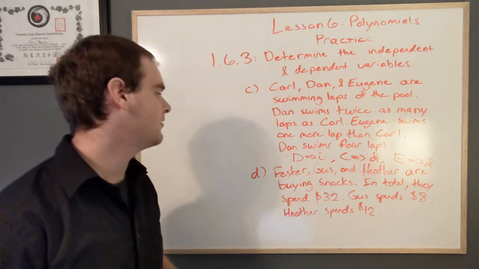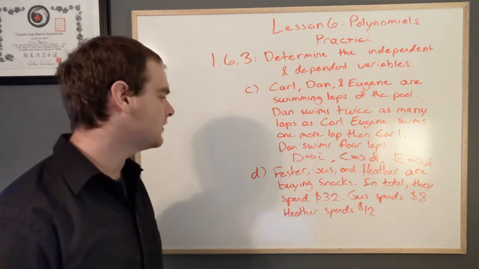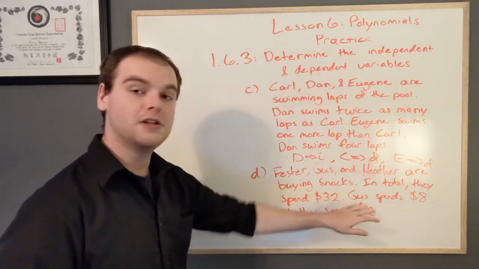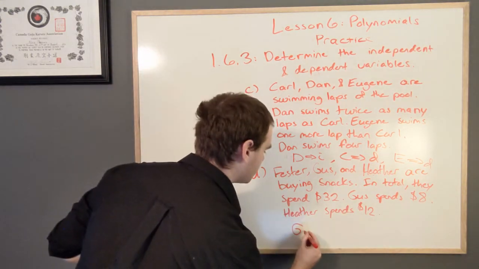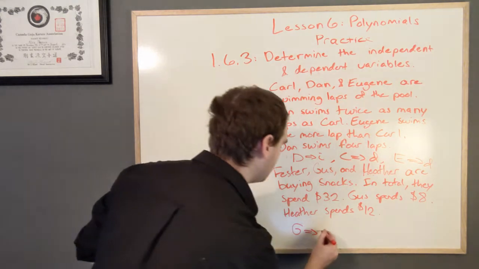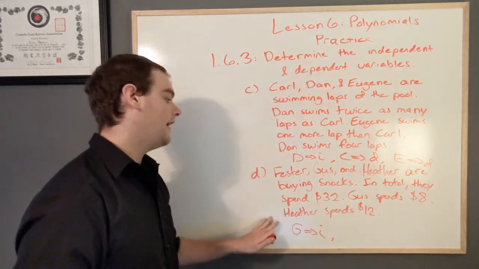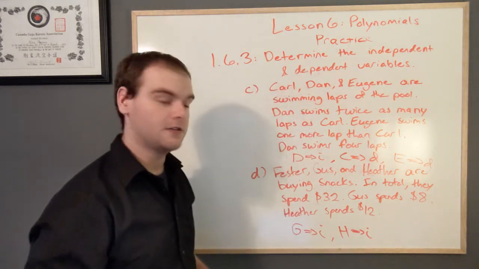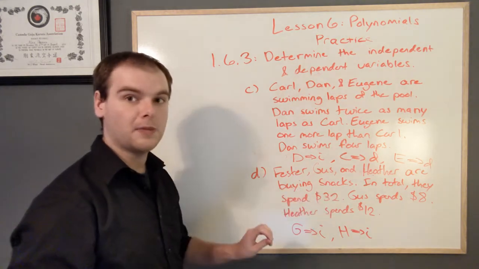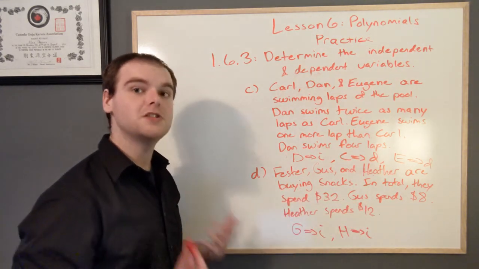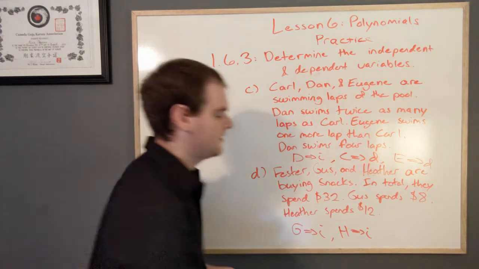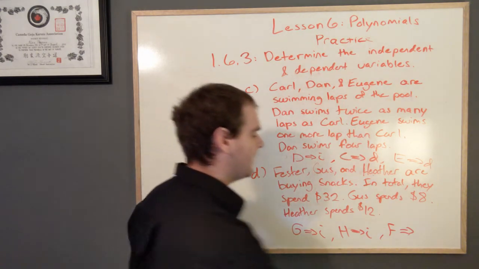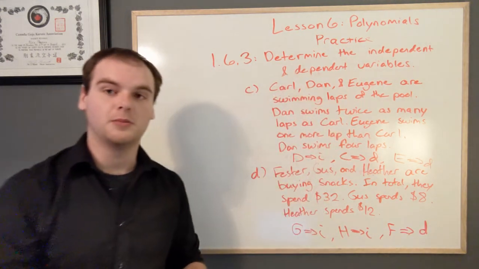Next, Fester, Gus, and Heather are buying snacks. In total, they spend $32. Gus spends $8 and Heather spends $12. Now, we're being told what Gus spends. So I'm going to say that G is an independent variable. And we're told what Heather spends. So H is going to be independent. And because we know what the total amount they spend is, and we're given the other two, then we can determine how much Fester has spent. So Fester, or F, is a dependent variable.